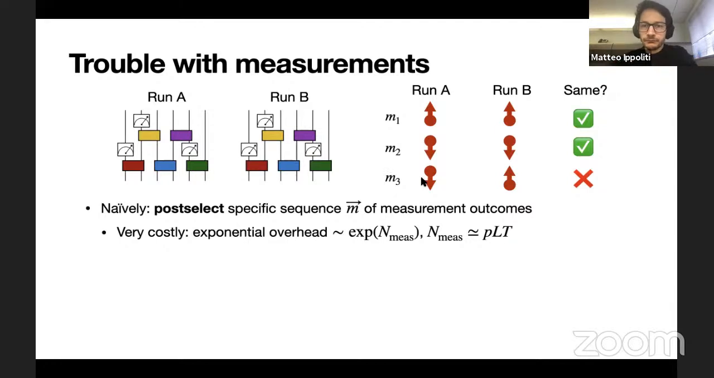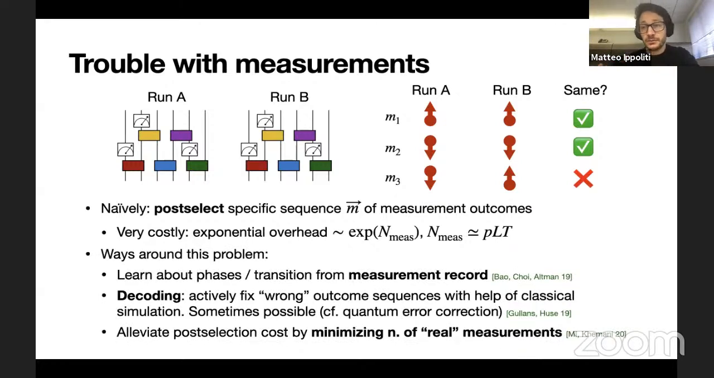Basically, because measurements are random, each one of them comes with some probability of being wrong, and so it just exponentiates over the number of measurements you have. And so if you have a density p of measurements in space-time, this overhead is exponential in the product of system size and circuit depth, which is just a terrible scaling if you're thinking of taking a thermodynamic limit.